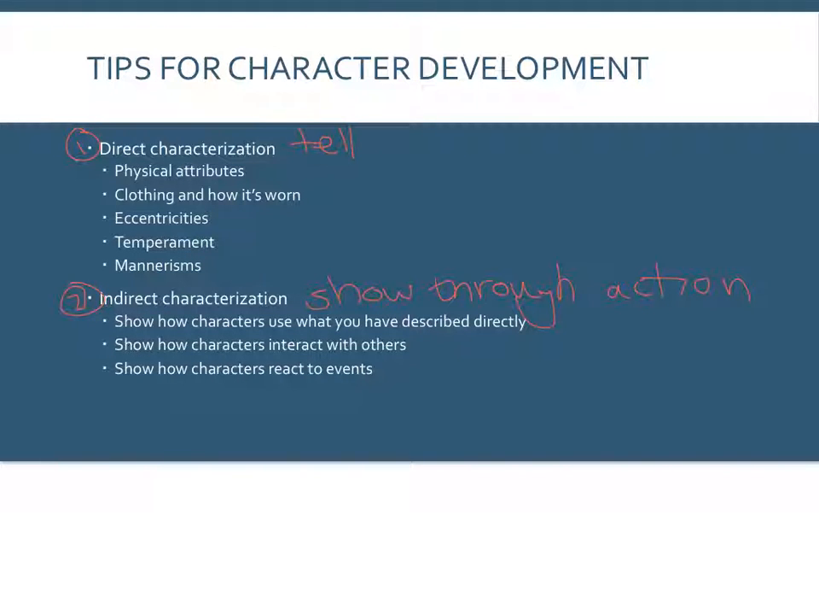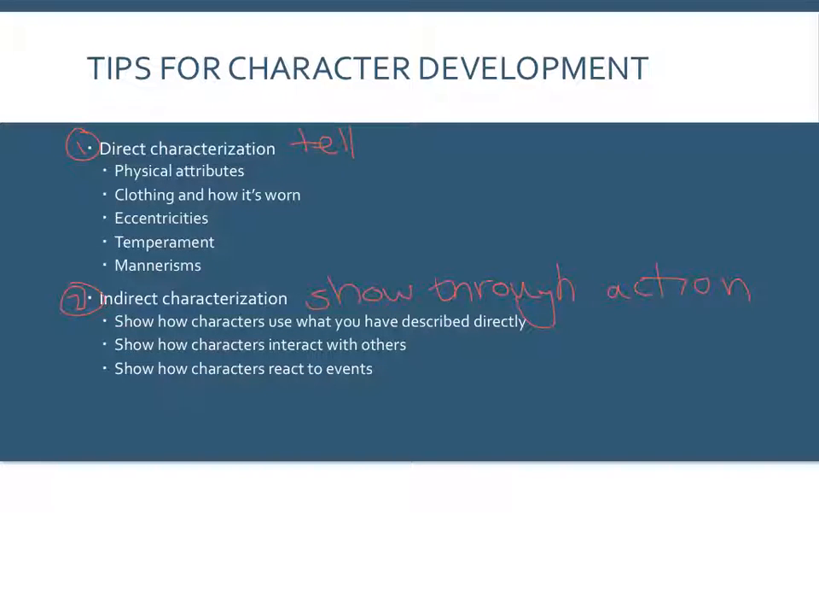You can do direct characterization to talk about any eccentricities that your character has, any odd quirks that they have, anything strange that they do. To talk about their temperament, what kind of a person are they? Are they generally cheerful or not? Their mannerisms, do they have a tendency to tap the leg when they're nervous? Do they have a tendency to stutter? Those types of things would all be appropriate for direct characterization.